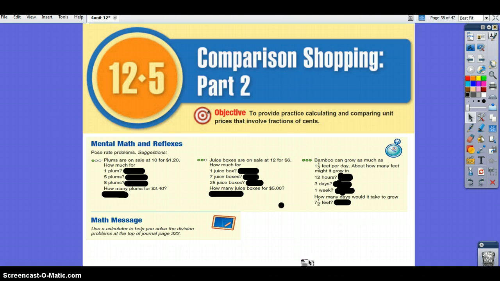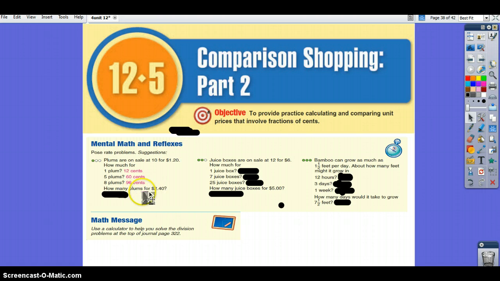If plums are on sale at 10 for $1.20, how much is one plum? Well, $1.20 divided by 10 is 12 cents. How about for 5 plums? Again, I could divide 5 into $1.20, or I could take 12 times 5, which would be 60 cents. 8 plums. Again, couple strategies, $1.20 divided by 8, or 12 times 8, which is 96 cents.